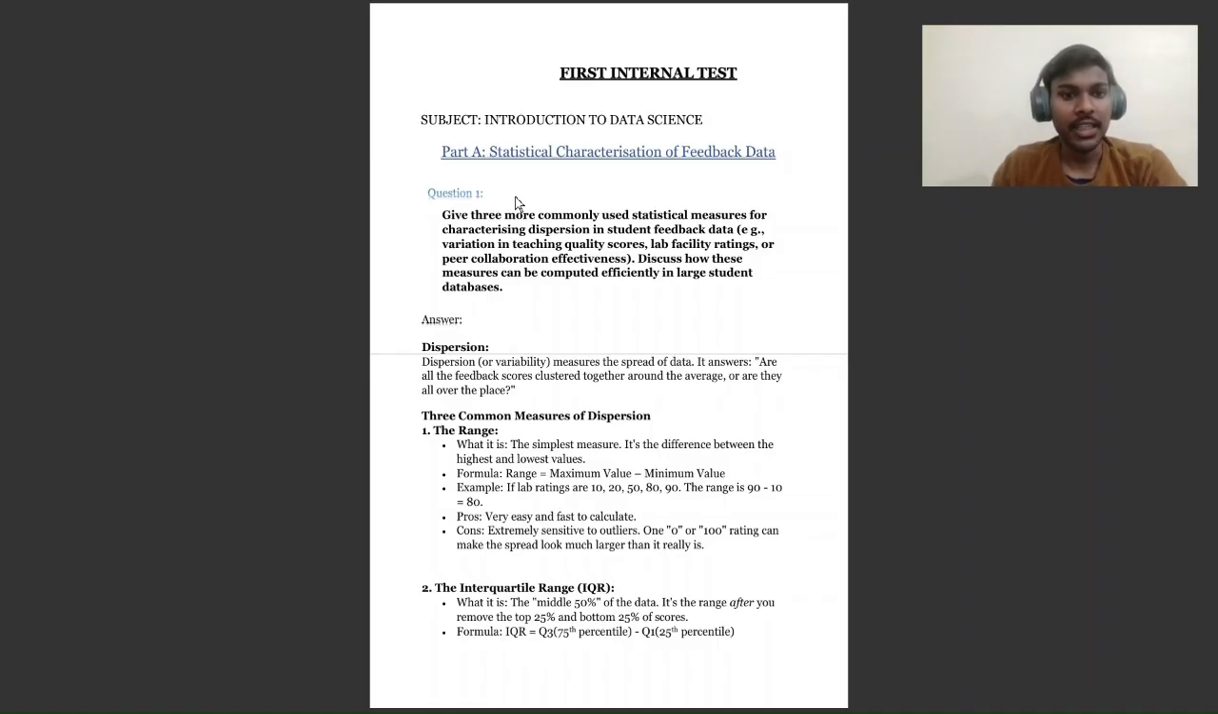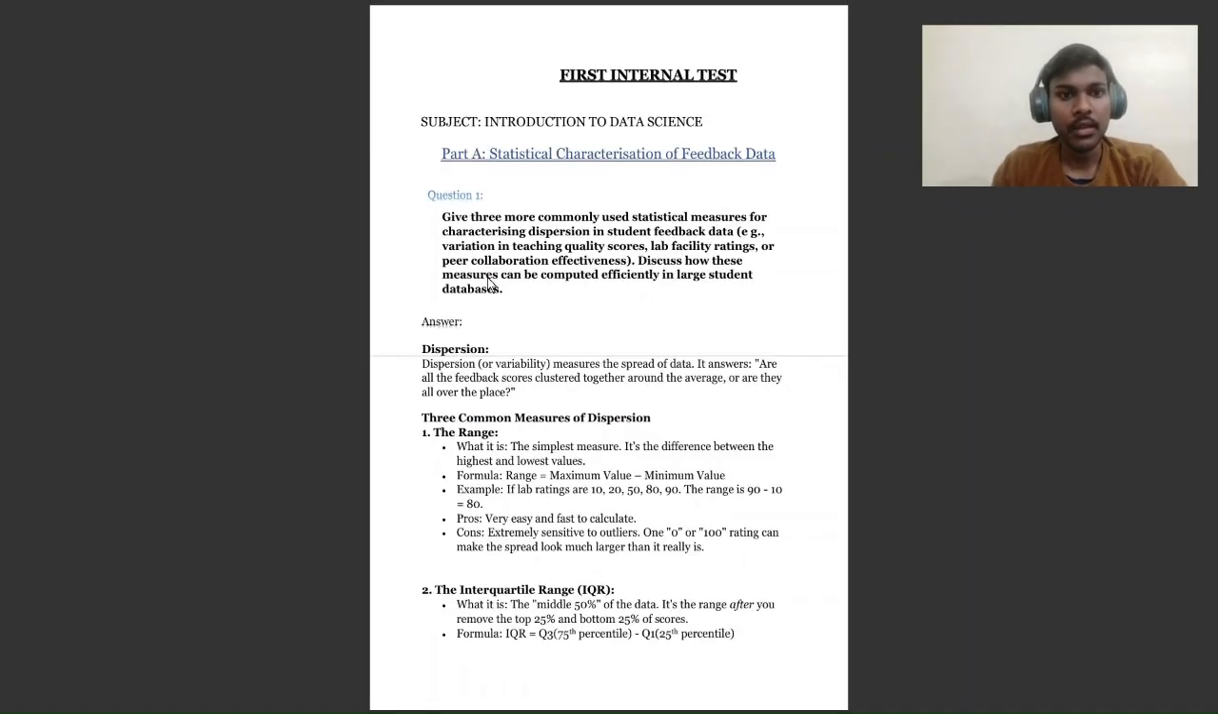The first measure is the range. The range is the difference between the highest and lowest values. Its formula is range equals maximum minus minimum. This measure is extremely easy to compute and works well even for large data sets because it requires only a single pass to find the minimum and maximum values.